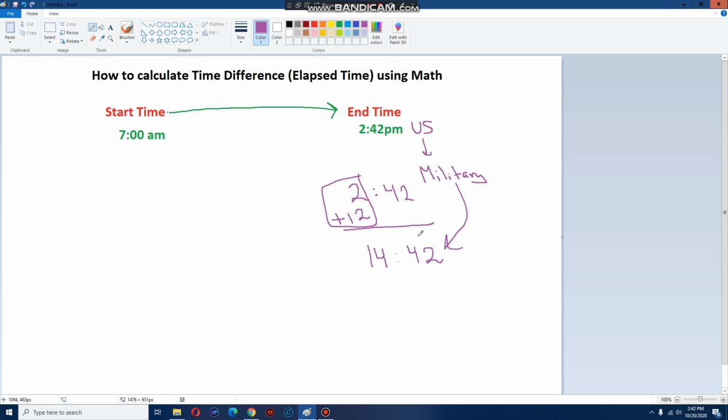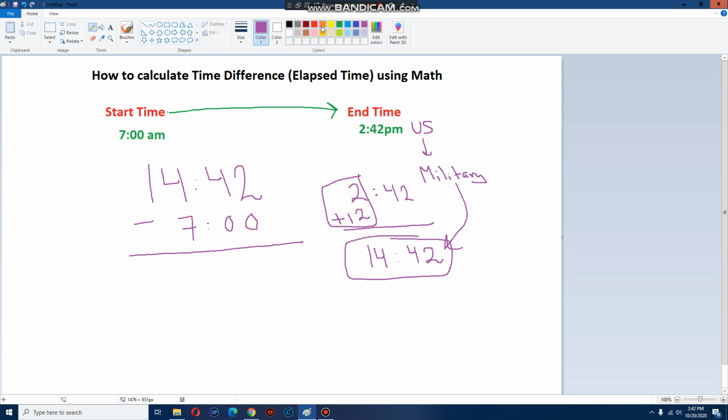So now that we've got this answer, I'm going to take this answer, 14:42, and now I'm going to subtract it by 7, my starting time. And again, I'm going to separate the lines between the hours and the minutes, and we do straightforward subtraction. 42 minus 0 is just 42, and 14 minus 7 is just 7. And there we go, our final answer. The time difference between 7 o'clock in the morning to 2:42 in the afternoon is 7 hours and 42 minutes. And that's how you do time difference.